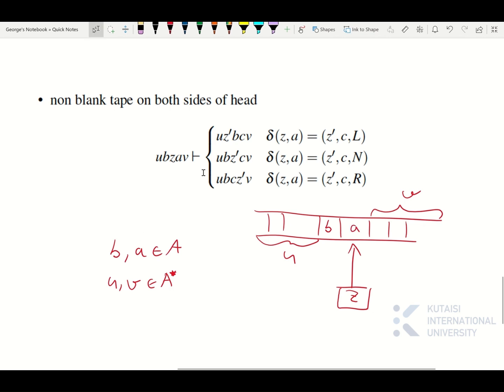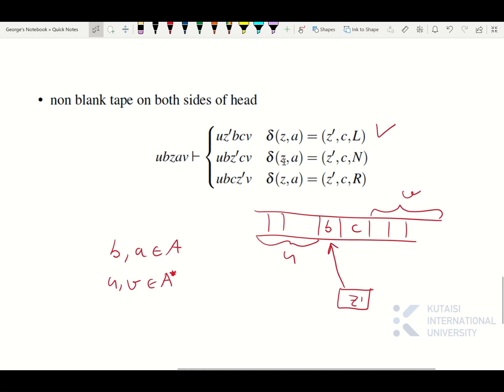But there's some A and B. So let's say I define my Turing machine, and let's say delta(Z, A) is (Z prime, C, L). What this means is that I erased A, I wrote C, and I moved left. So I moved to state Z prime and I moved left. Then my new configuration will be U, Z prime, B, C, V, right?